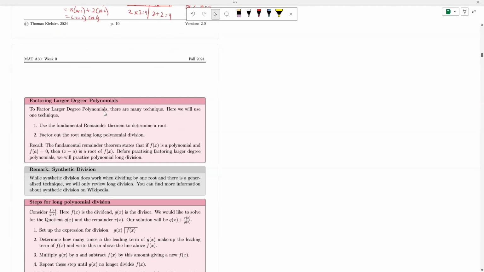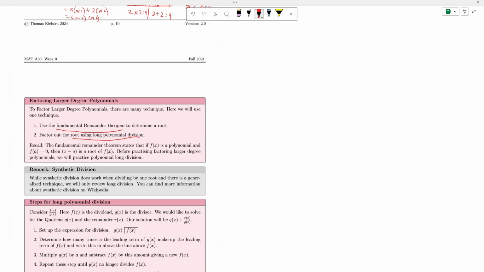To factor larger degree polynomials, there are many techniques. We will use one of these techniques. We're going to use the fundamental remainder theorem to determine the root and factor out the root using long polynomial division. The fundamental remainder theorem states that if f of x is a polynomial and f of a equals 0, then x minus a is a root of f of x.